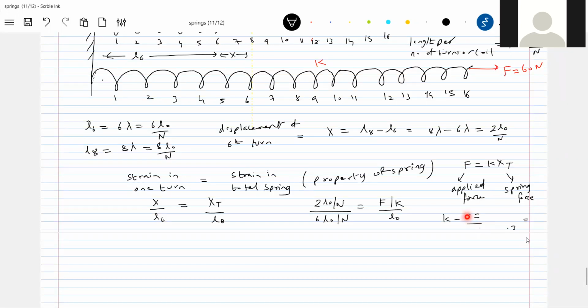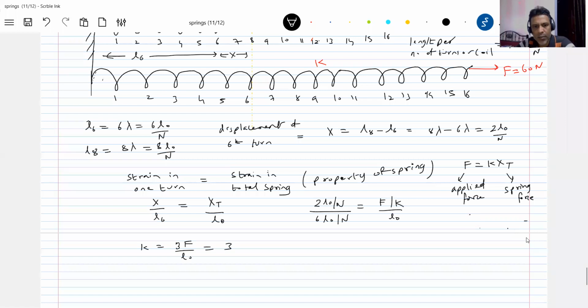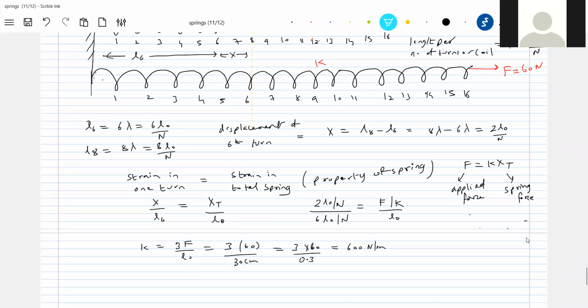I'll proceed to the next. So k should be equal to 3F by L naught. So 3 into, what is the value of F? 60. What is L naught? L naught is 30 centimeters, or 3 into 60 by 0.3 meter. So this should be 600 Newton per meter. Okay, fine. This should be our answer.